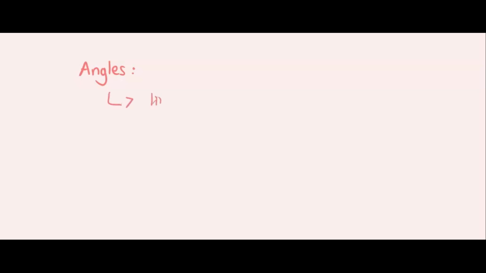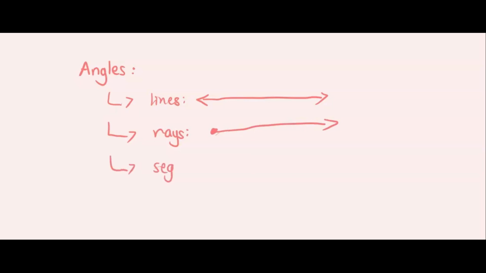So we have lines, which go infinitely in both directions and are never ending. Then you're also going to have rays, which are very similar to a line, except a ray has an endpoint on one side and goes infinitely on the other side. And finally, we have segments. Segments are what you're going to find in closed shapes. So you basically have a line, except the distance between the two points is finite, so it ends. An angle is basically made up of any of these where they meet.